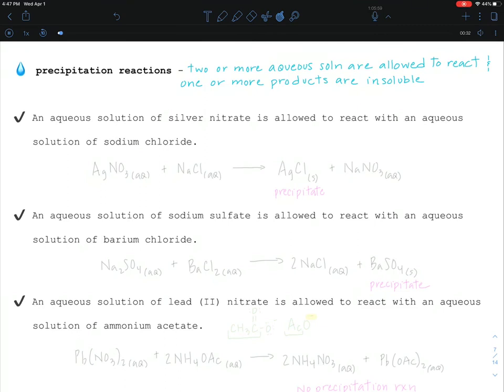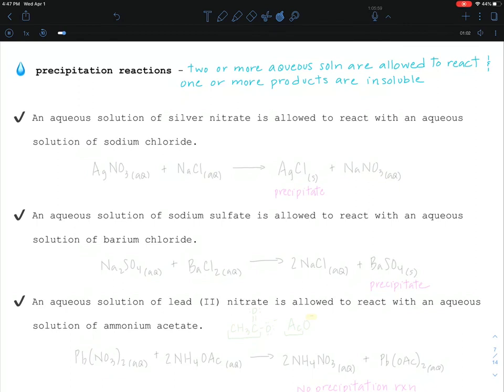The first one is an aqueous solution of silver nitrate, and we're saying that that is allowed to react with an aqueous solution of sodium chloride. So this problem is telling you that you already have compounds dissolved in water, so they are soluble. You're going to pour them together into an empty beaker or whatever, and allow these solutions to intertwine. And all of these ions are going to be allowed to react.